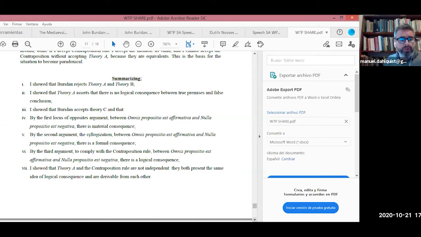By the first locus of the opposite arguments, between omnis propositio est affirmativa and nulla propositio est negativa, there is a material consequence. 5. By the second argument, the syllogization, between omnis propositio est affirmativa and nulla propositio est negativa, there is a formal consequence. 6. By the third argument, the contraposition rule, between omnis propositio est affirmativa and nulla propositio est negativa, there is logical consequence. 7. I showed that theory A and the contraposition rule are not independent. They both present the same idea of logical consequence and are derivable from each other.